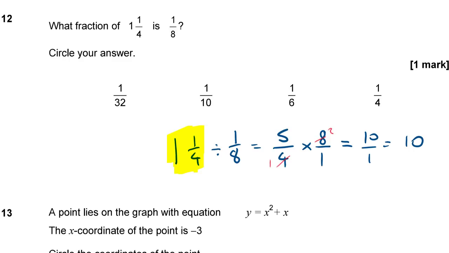The other way you could do it is, well, you could say that 2 eighths fit into a quarter, and so there are 5/4 altogether in 1 1/4. So 5 times 2 is 10. Also works as well. Yeah, either way, it's going to be 10, isn't it?